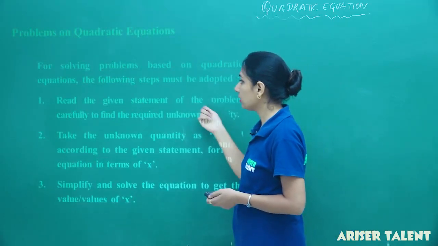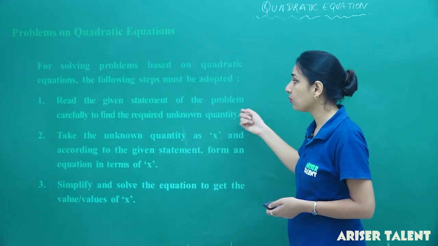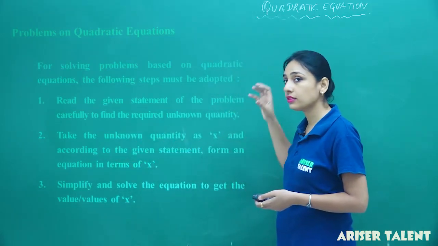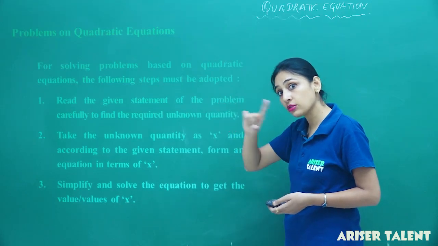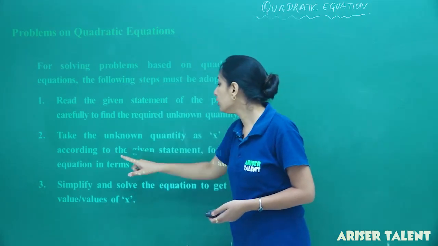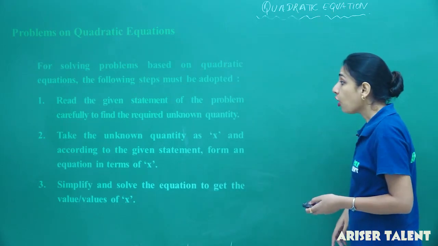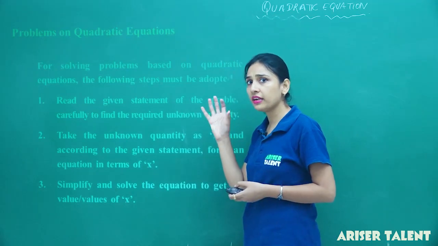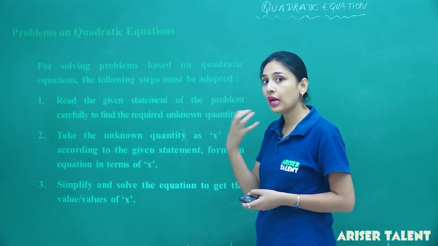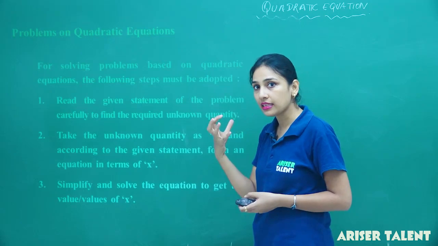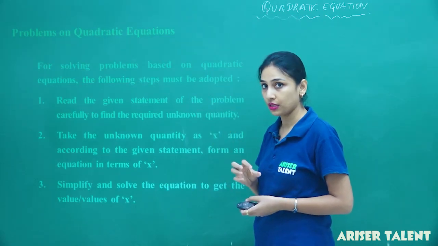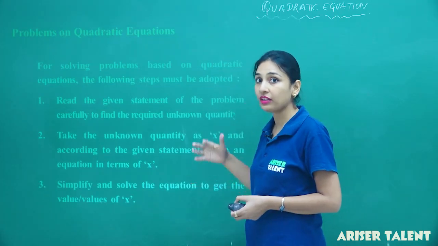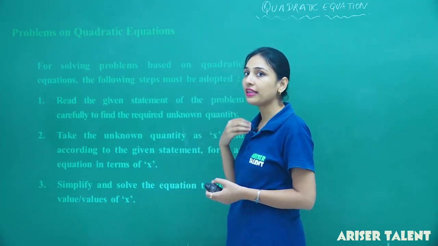Okay, so this is step one: read the given statement of the problem carefully to find out the required unknown quantity. Take the unknown quantity as x. You have to take the unknown quantity as x always. And according to the given statement, form an equation in terms of x. Now, you will be provided with some data, some information. You have to use that information by analyzing it and form an equation. It may look like a complex one, but it's very easy. When we do the questions on this, you will find it very easy.